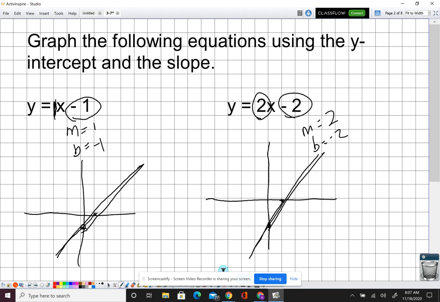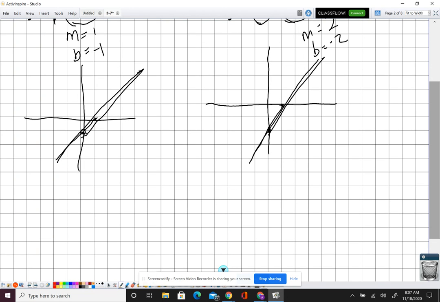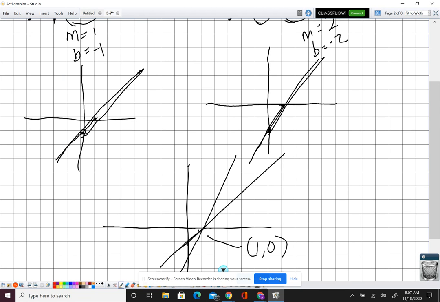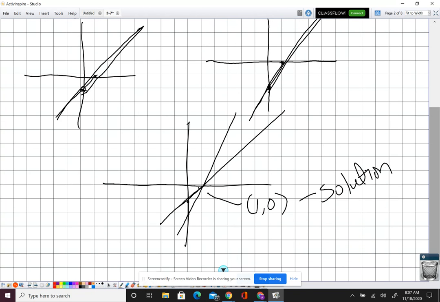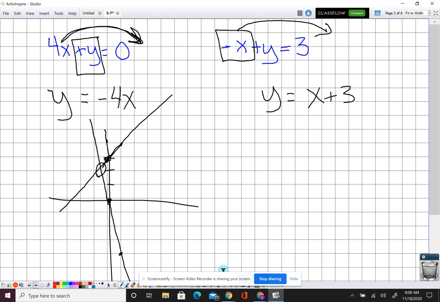And if we put these two lines together on the same graph, we have this line here and this line here, and they intersect right there, which is the point (1, 0). So this would be the solution to that system of equations that has those two equations. So we're graphing our lines using the slope and y-intercept.